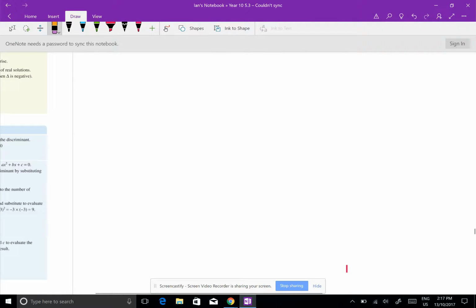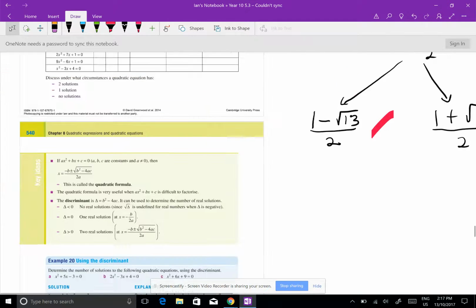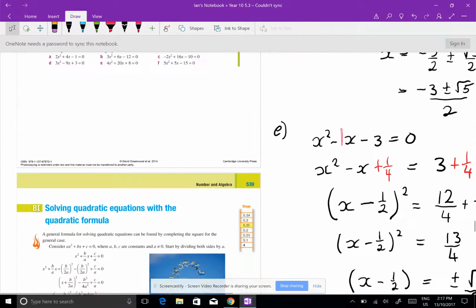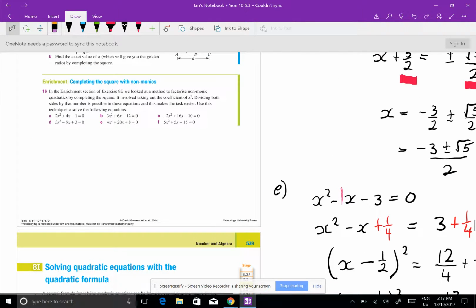Righto, Year 10. There is one question on your paper that requires a little bit more work, and it's a non-monic quadratic trinomial that you need to solve by completing the square. There aren't any questions like this in your textbook, so I'm going to make one up. Here we go. Here's some non-monics. I'm going to take question 16 here because it's much like the one in your textbook, and I might do A and D. So we'll have a look at those two.